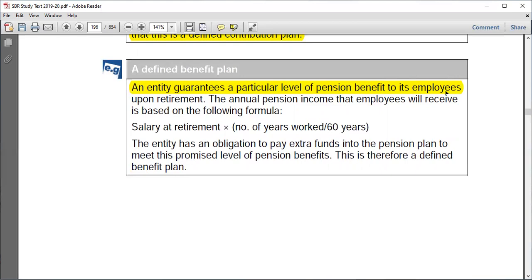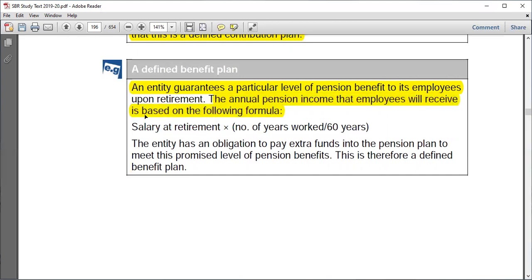All right, so that's what we usually do. This is just, it's not a rule that you have to do this. You actually read the question and see what to do, right? So the annual pension income that employees will receive is based on the following formula. This is just an example, but usually it's something normal. You can just take a look at the question.